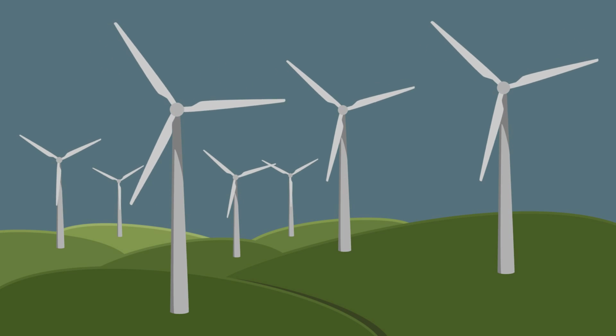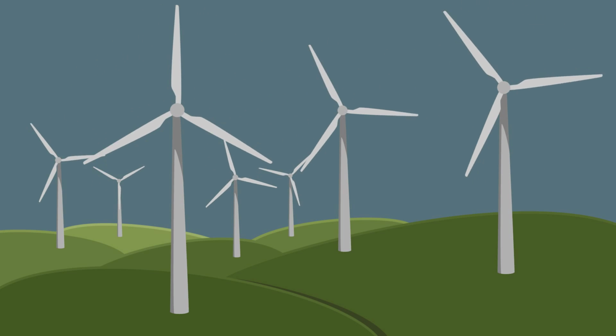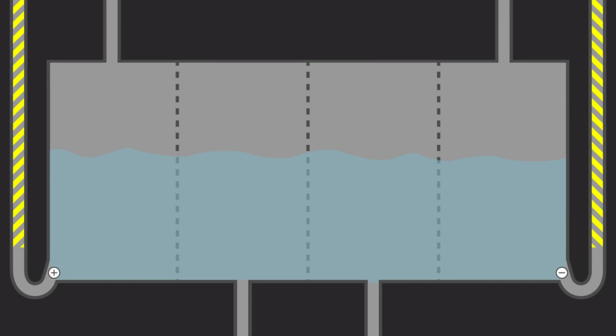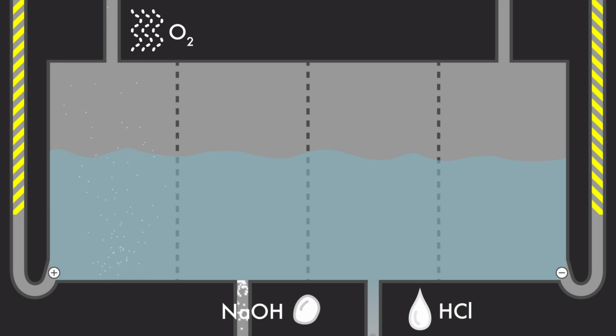Using a renewable energy source, such as wind power, we can electrolyze salt water in a 4-chamber container. From each chamber, we get a different byproduct with endless uses. Chamber 1 releases pure oxygen. From chamber 2, we get sodium hydroxide. Chamber 3 produces hydrochloric acid. And from chamber 4 comes hydrogen.